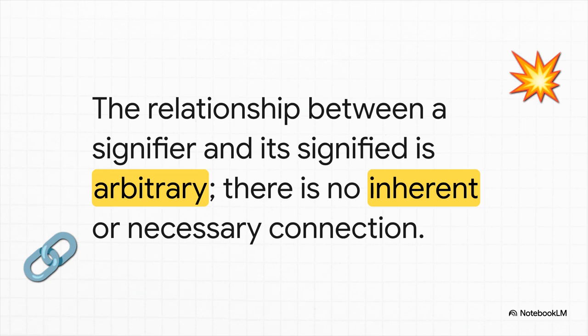And here it is. This is the absolute bombshell of Saussure's theory. The connection between the signifier, the sound "tree," and the signified, the concept of a tree, is completely, totally arbitrary. There's nothing tree-like about that sound, none at all. We could have just as easily agreed to call it a "blorg" or a "flim."